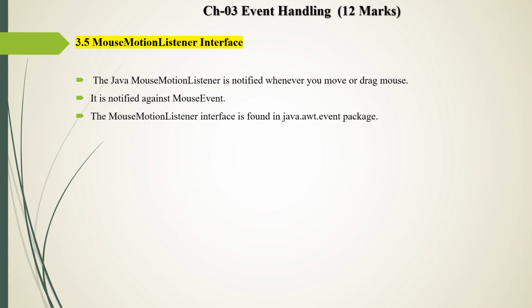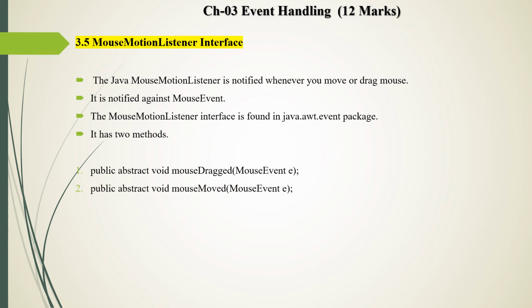The MouseMotionListener interface is found in the java.awt.event package. This listener has two methods. First is public abstract void mouseDragged, which has one parameter, an object of MouseEvent, and the second method is public abstract void mouseMoved, which also has the same parameter, an object of the MouseEvent class. So these are the two methods related to MouseMotionListener.